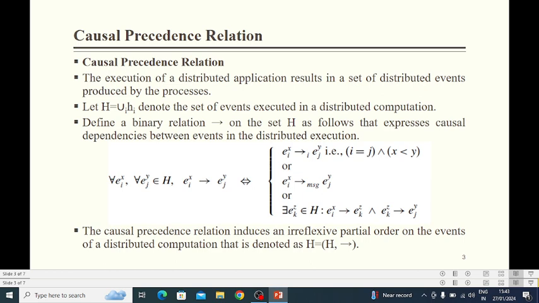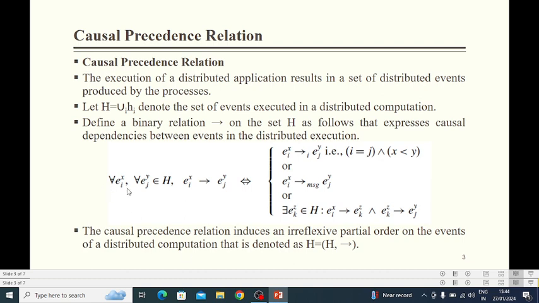Now let's define a binary relation, the arrow mark, on the set H. The set H contains all the events that are executed in the distributed computation. So let's define a binary relation on the set H as follows. This binary relation expresses the causal dependencies between events in the distributed execution.